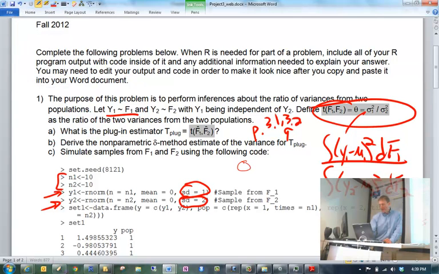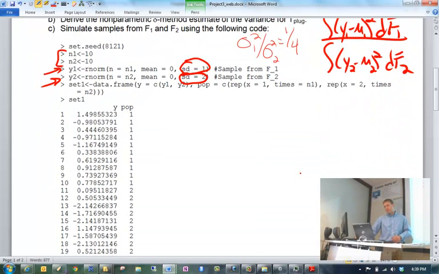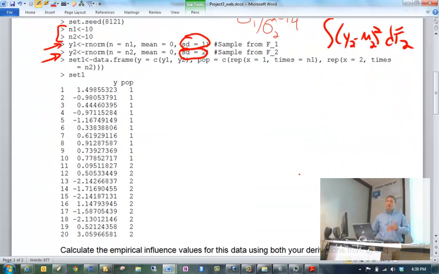So sigma 1 squared divided by sigma 2 squared is what? 1/4. So we know what it is. So I simulate the data, and similar to what we did with that exponential example, I put my data into something called set 1, and this is what you get. Rerun my code, make sure you get exactly this.